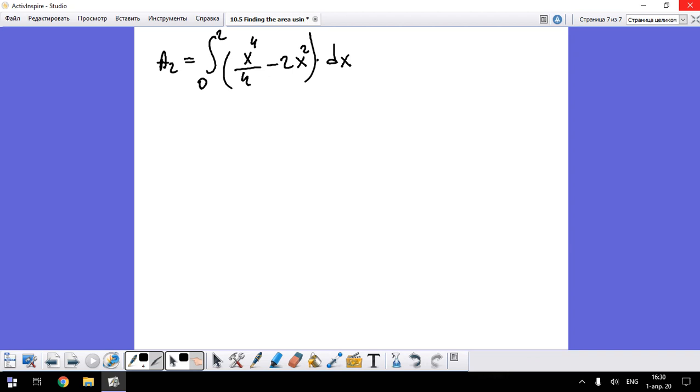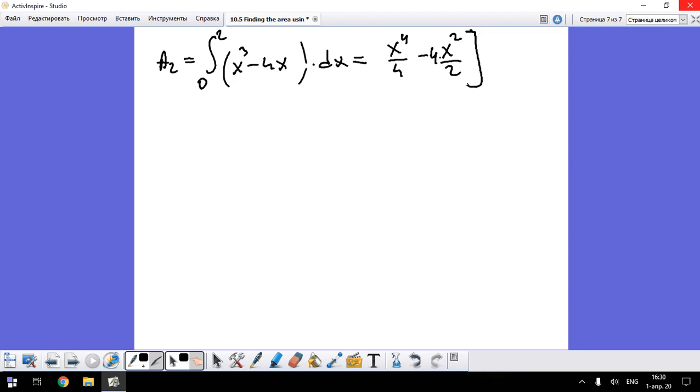Sorry, I have written here the integrated form of the integration. Actually there should be x cubed minus 4x, and dx. Now let's integrate it. You know, it's already very simple. x to the power of 4 divided by 4 minus x squared divided by 2, and let's close the brackets as 0 to 2.